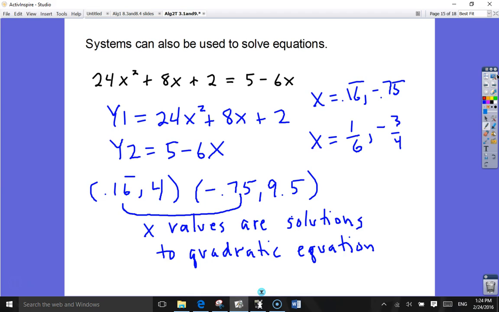On the other hand, you can do this. Take the left side of the equation and make it y1. Take the right side of the equal sign, make it y2. And then we look for their intersection point. Okay? So let's go ahead and do that.